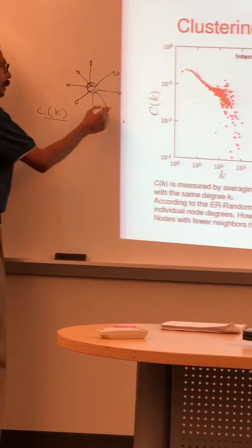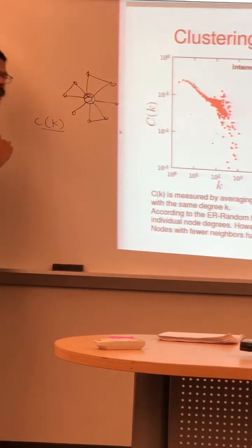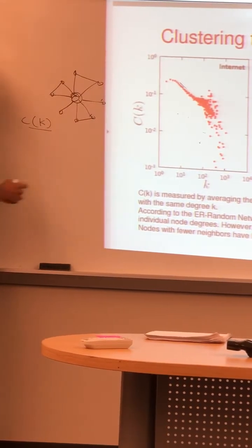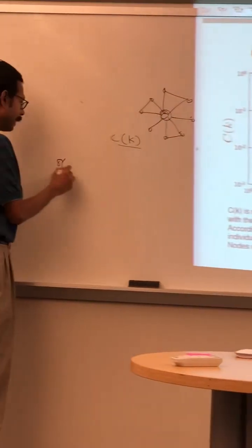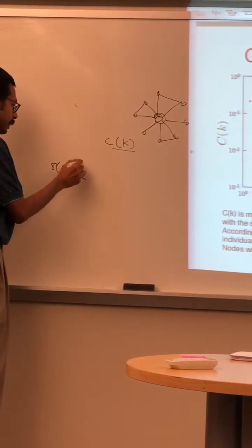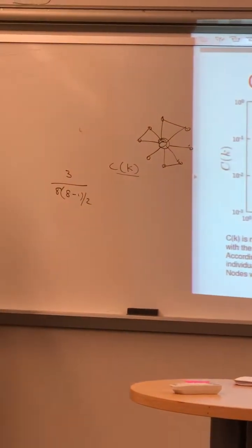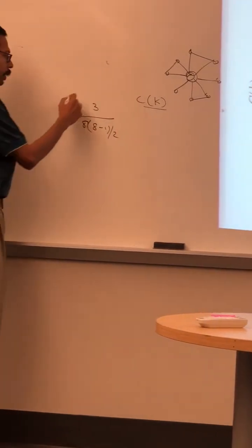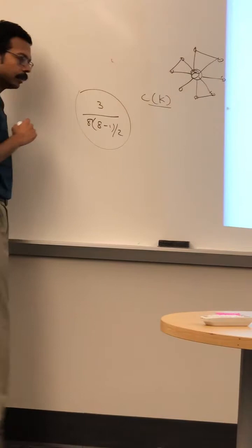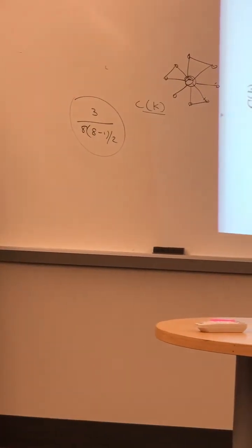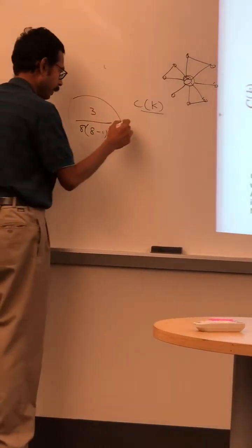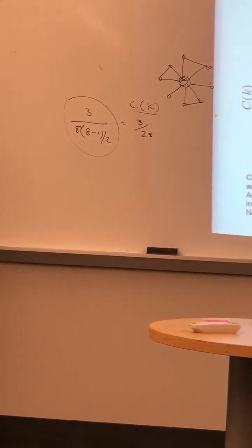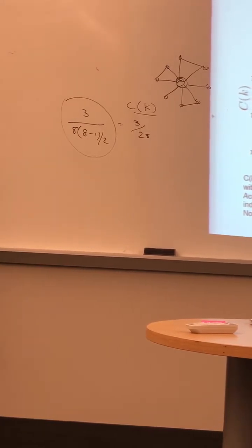So you may have some edges like this. 1, 2, 3, 4. There are 8 neighbors, so you would expect to have 8 times 8 minus 1 over 2 edges at most, but you have only 3 edges between the neighbors, right? So the clustering coefficient for this node comes out to be this value, which is very small. It is 3 over 28, so it's close to 0.1.